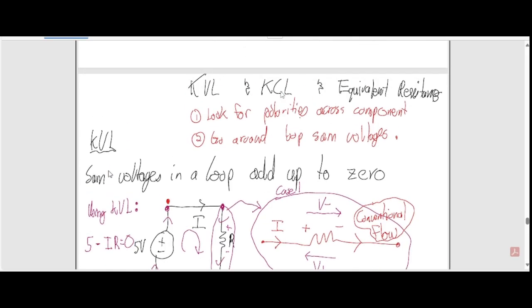Like KCL, KVL is the sum of the voltages in the loop adding up to 0 in the correct polarity. KCL, the sum of the currents entering and leaving a junction are the same, and equivalent resistance between the nodes.